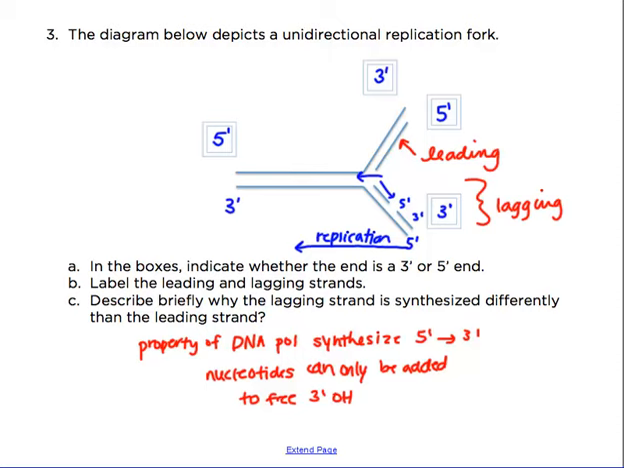evolutionarily there have been enzymes that have evolved that can deal with this. So we have DNA ligase that comes after and joins all these small Okazaki fragments together into one long newly synthesized DNA strand.